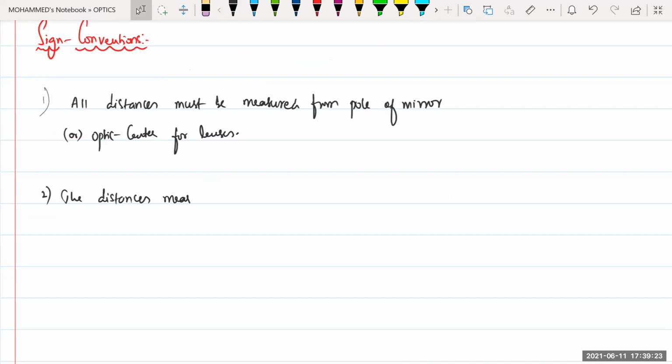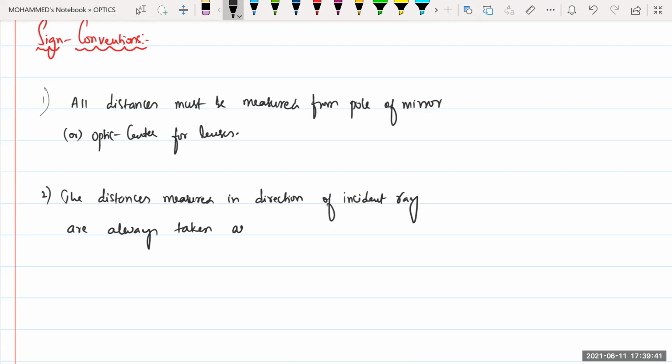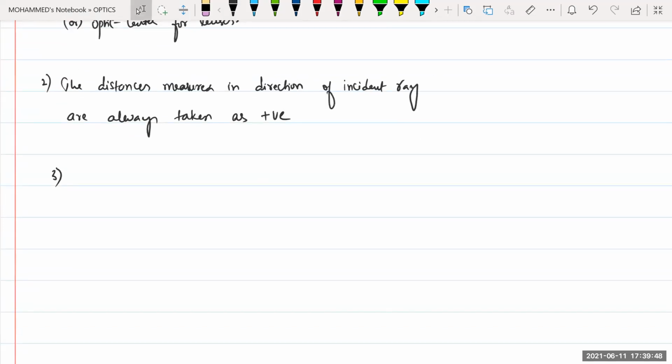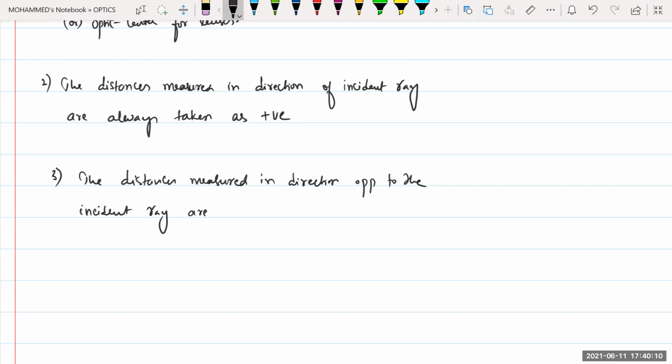Next point: the distances measured in the direction of the incident ray are always taken as positive. Clear? Measured opposite to that, vice versa, negative. The distances measured in the direction opposite to the incident ray are taken as negative.